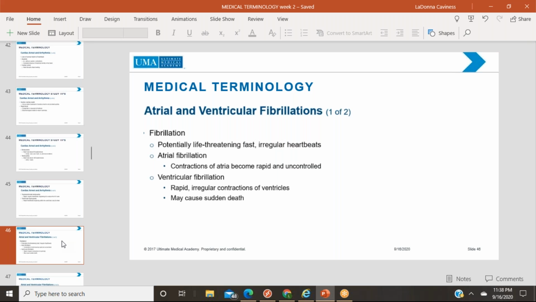Fibrillation, it's potentially life-threatening, fast, irregular heartbeats. Atrial fibrillation, contractions of atria become rapid and uncontrolled. Ventricular fibrillation, rapid, irregular contractions of ventricles may cause sudden death.